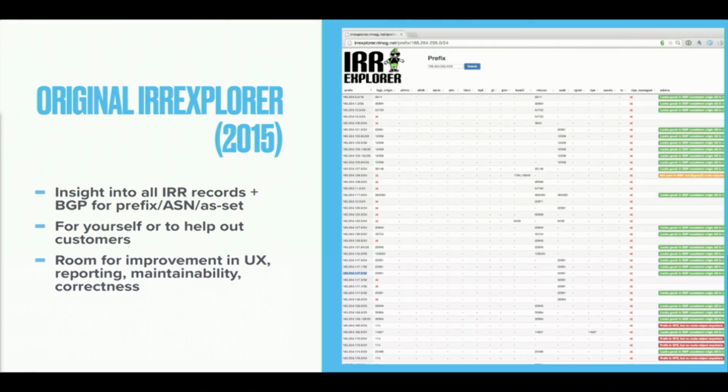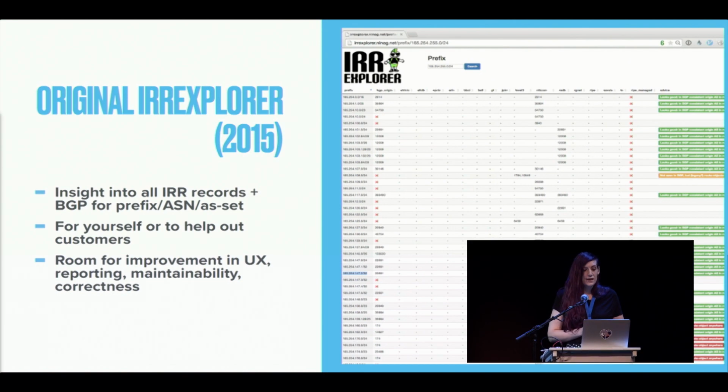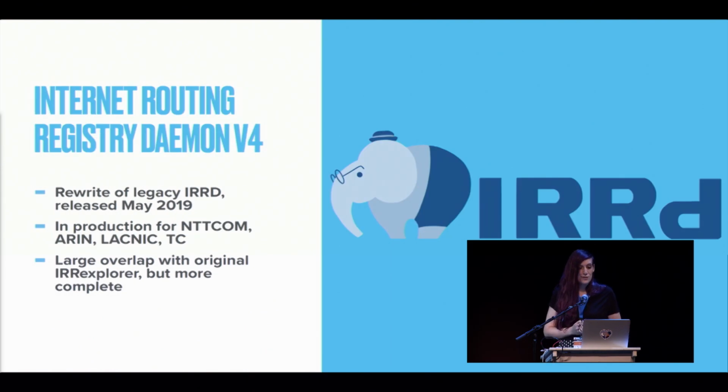But also, as mentioned, there was a lot of room for improvement in user experience, reporting, maintainability, and correctness. And in the meantime, since 2015, I worked on the Internet Routing Registry Daemon version 4, which is a rewrite of the legacy IRRd and was released 2 years ago. Years are hard. I built this project originally for NTT, and this is basically the server that answers IRR queries, that answers whois queries. It's now in use for NTT.com and ARIN and LACNIC and others. Some other people are looking into it.